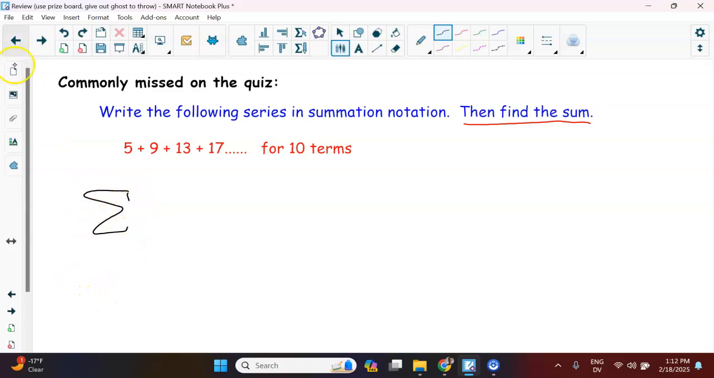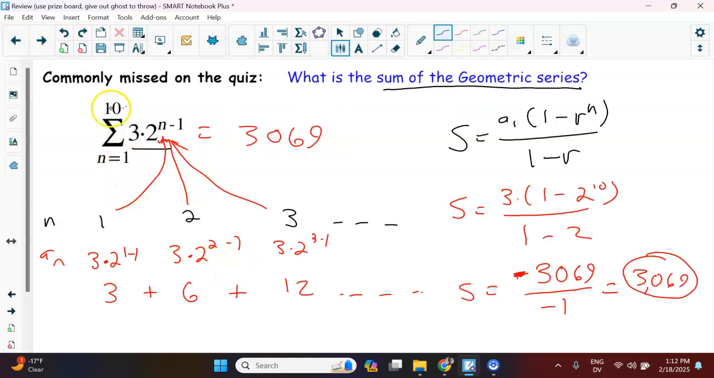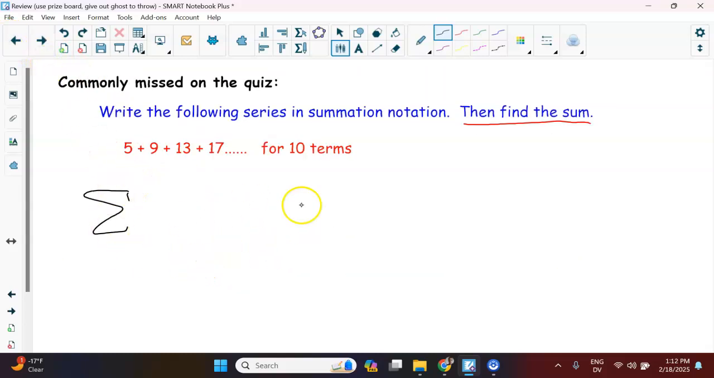Okay, so the E really has 3 parts. It has the starting and ending position. So here it's for 10 terms, starting with spot 1. We can just assume that the 5 is in spot 1. So we're just going to sum spots 1 to 10. And then here goes the explicit formula.